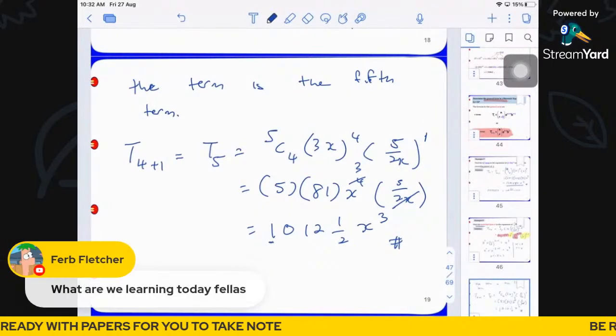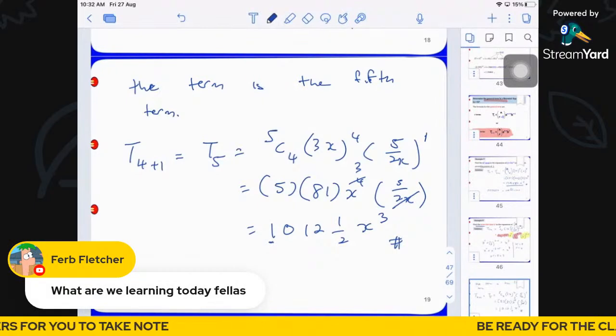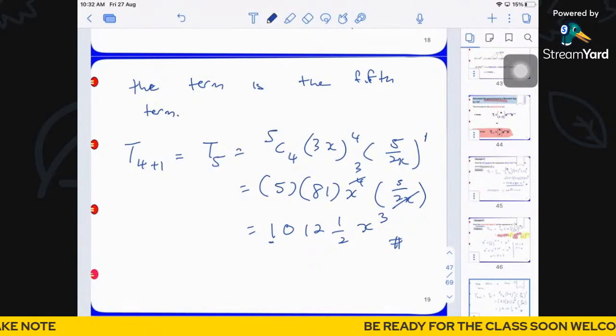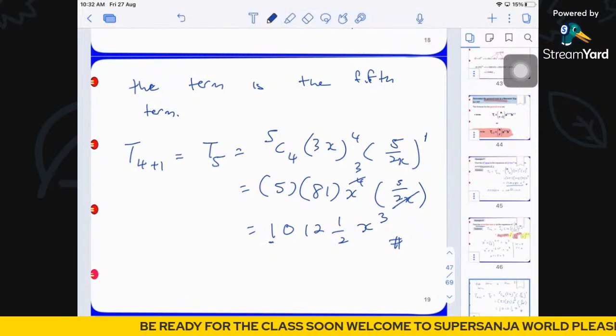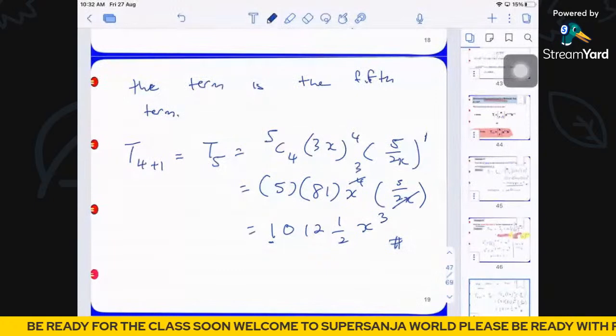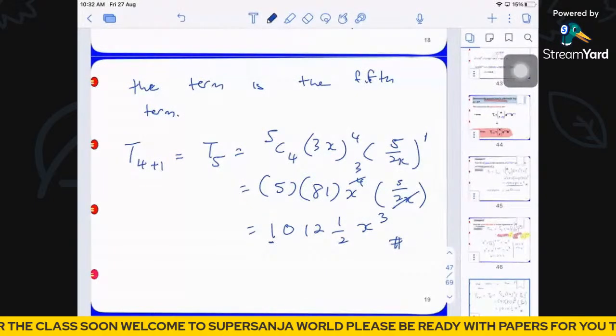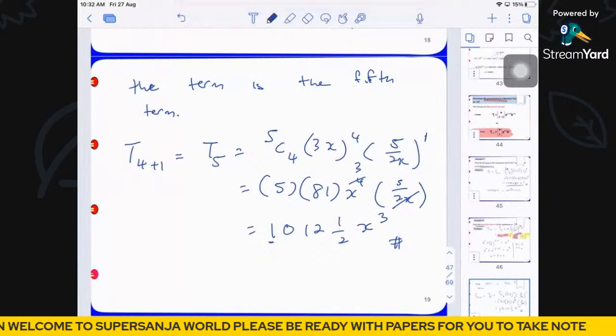Okay, now Fletcher, we are learning binomial expansion now. Okay, so I hope everybody can explain to him later. Anybody else? Any problems so far? Can? Okay, ada soalan lagi?